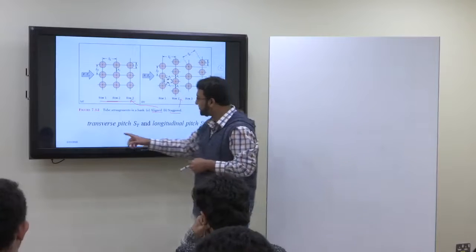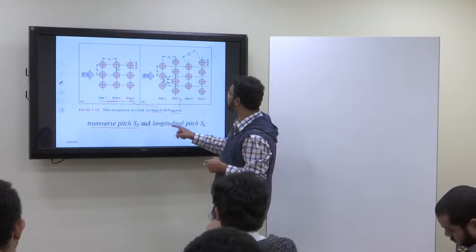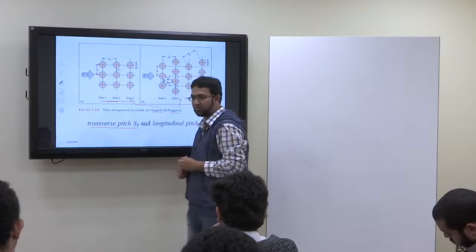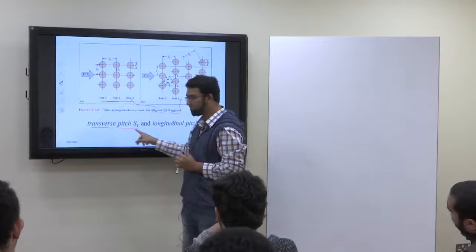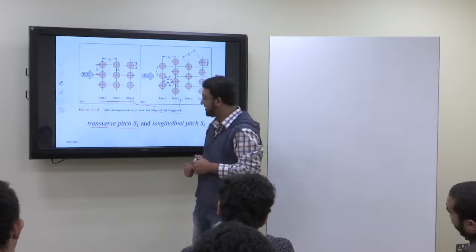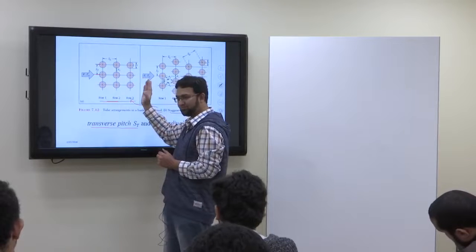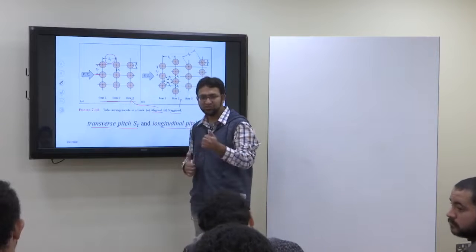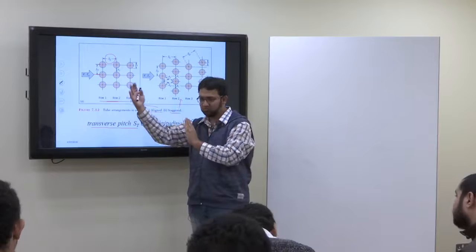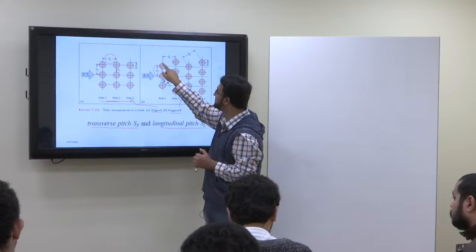Now we have two different distances. One is the transverse pitch, ST, which is basically this distance. If you have a number of rows, row 1, row 2, row 3, the distance between the tubes within a row is the transverse pitch. They have to be equal. And then there is the longitudinal pitch, SL, which is the distance between the rows. Is it clear? Similarly, in the staggered arrangement, this is ST and this will be SL.